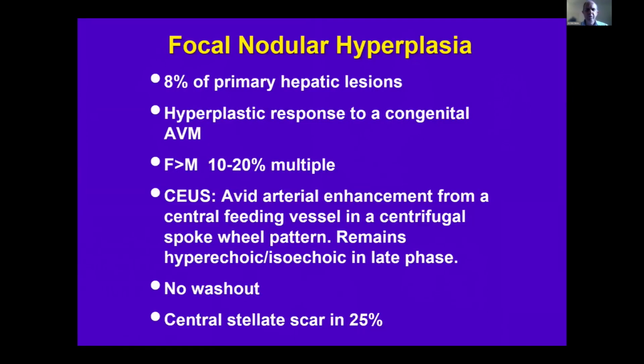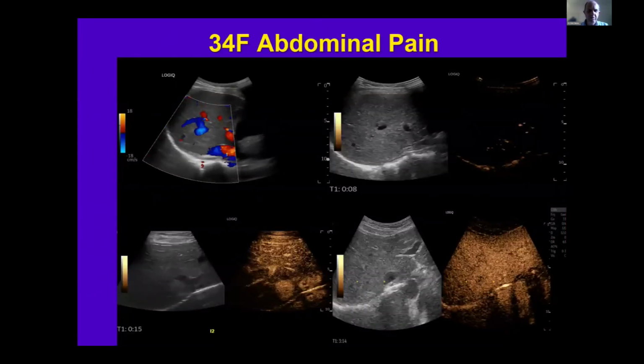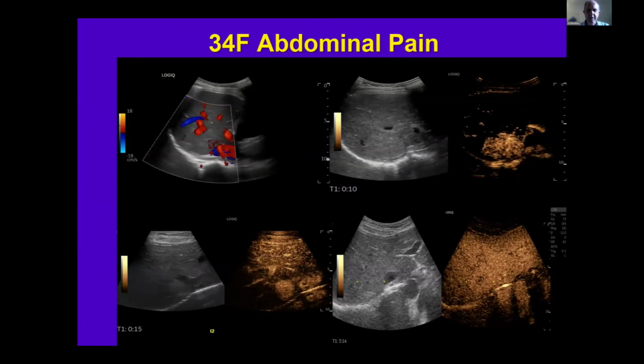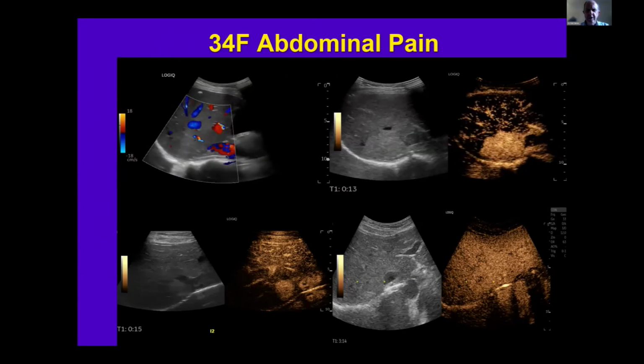So the other common focal benign lesion that we've seen is focal nodular hyperplasia. This is thought to be a hyperplastic response to a congenital AVM. And on contrast ultrasound, you see this avid enhancement from a central feeding vessel, which spreads out before your eyes in a centrifugal spoke wheel pattern. It remains echogenic or isoechoic in the late phase, does not wash out, and you can have a central scar in up to 25%.